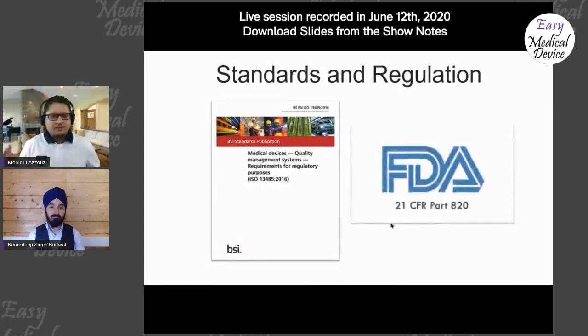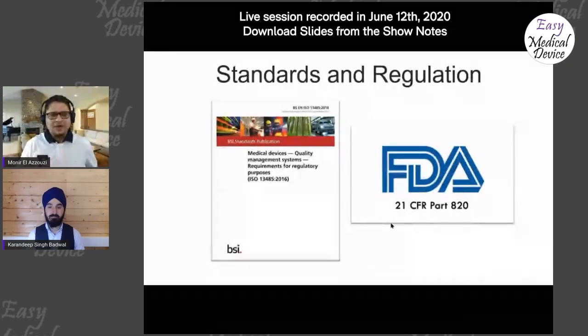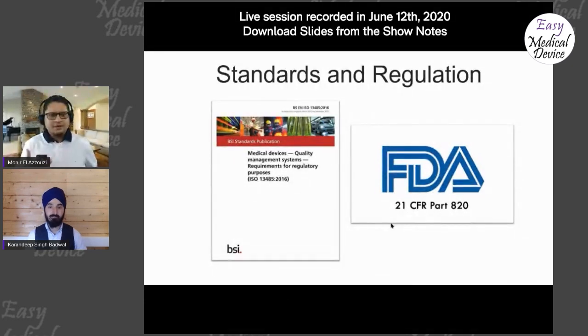And you can also find that, for example, within the FDA with the 21 CFR Part 820. So it's really equivalent. I never changed my CAPA system because I had an FDA audit or because I had a notified body audit. It's really equivalent in terms of what you need to have for your CAPA system.